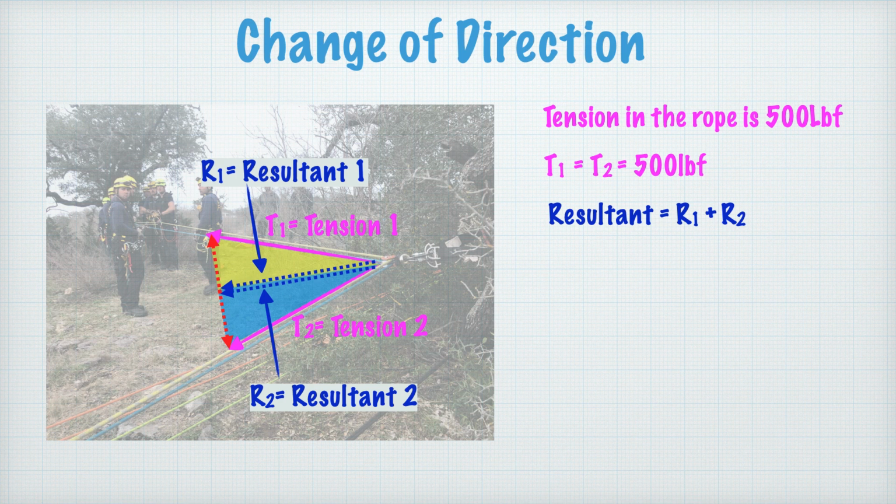All right. Well, T1 on one side and T2, both of those are equal. They're both 500 pounds. All pulleys do in a change of direction is change the direction of the force and reduce the friction. And so T1 is 500 pounds, T2 is 500 pounds. So the total tension in the rope is 500 pounds. But what we want to know is what is the resultant of those two tensions working together, T1 and T2.